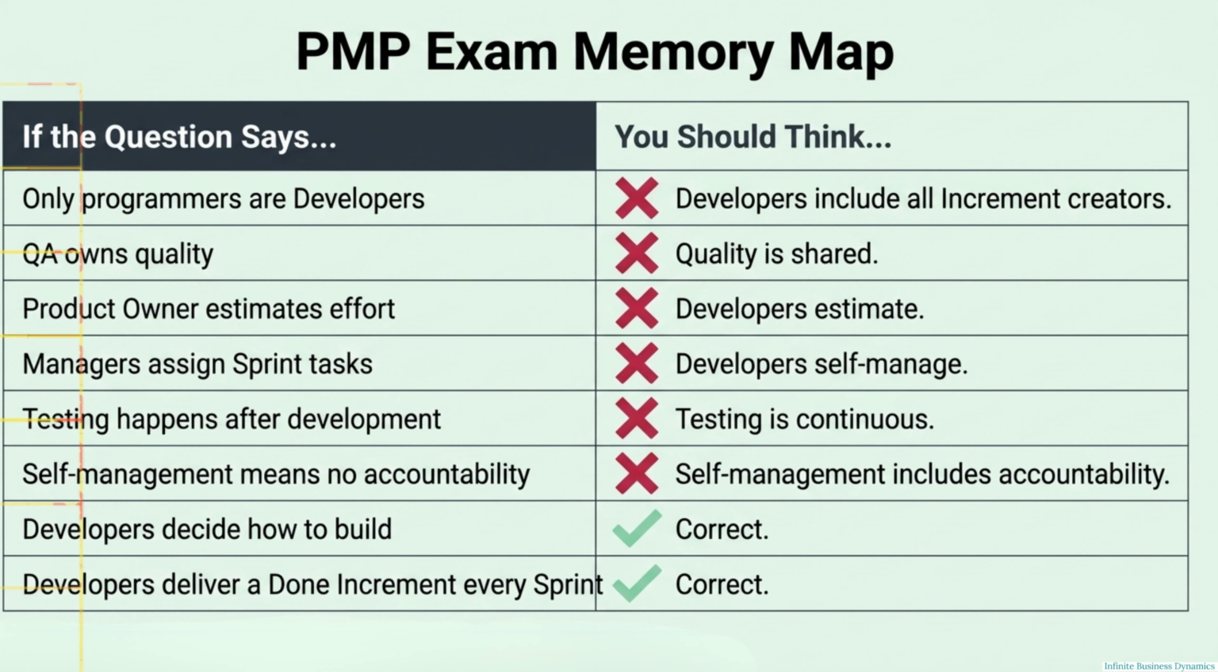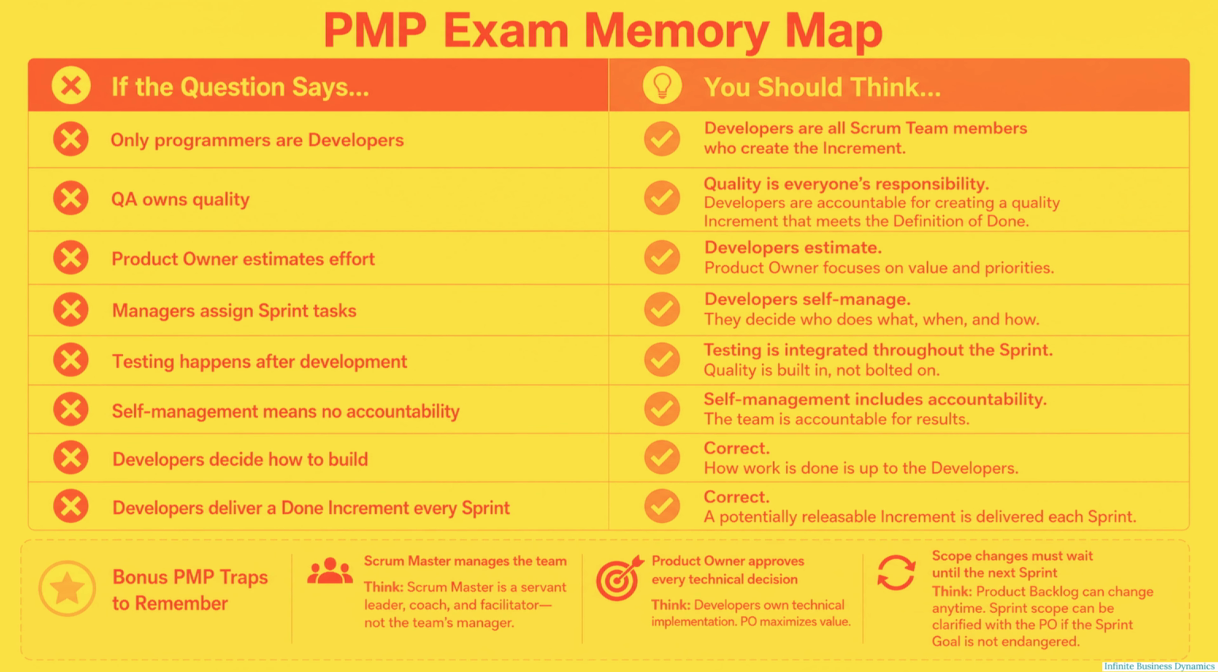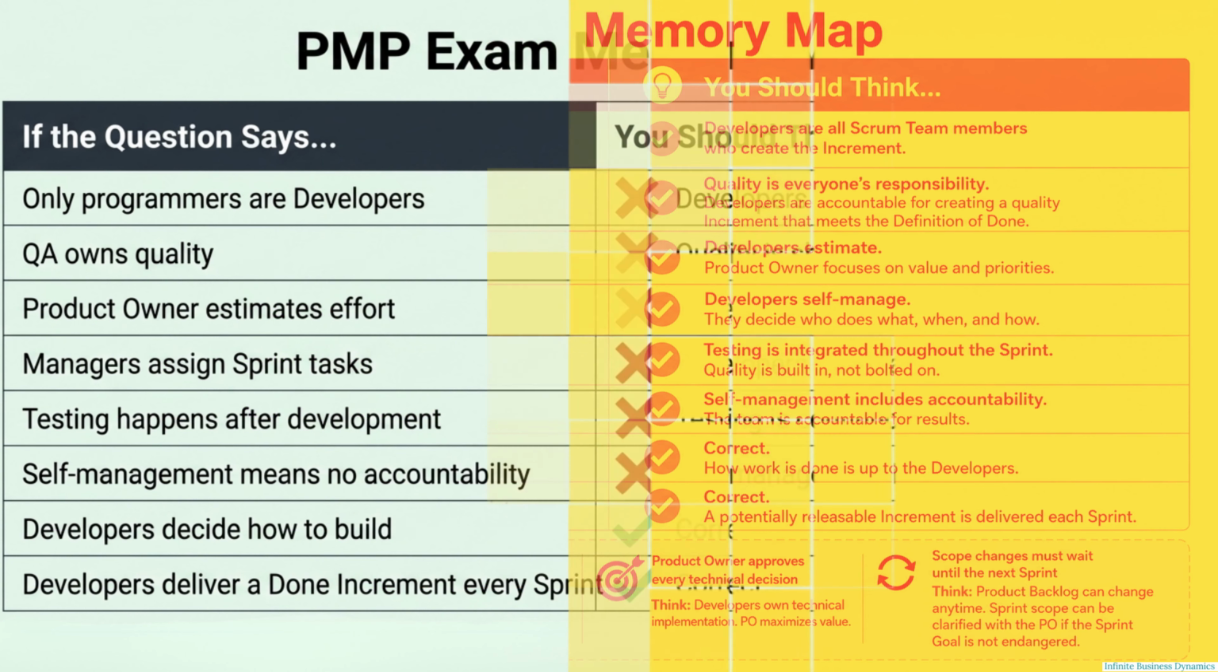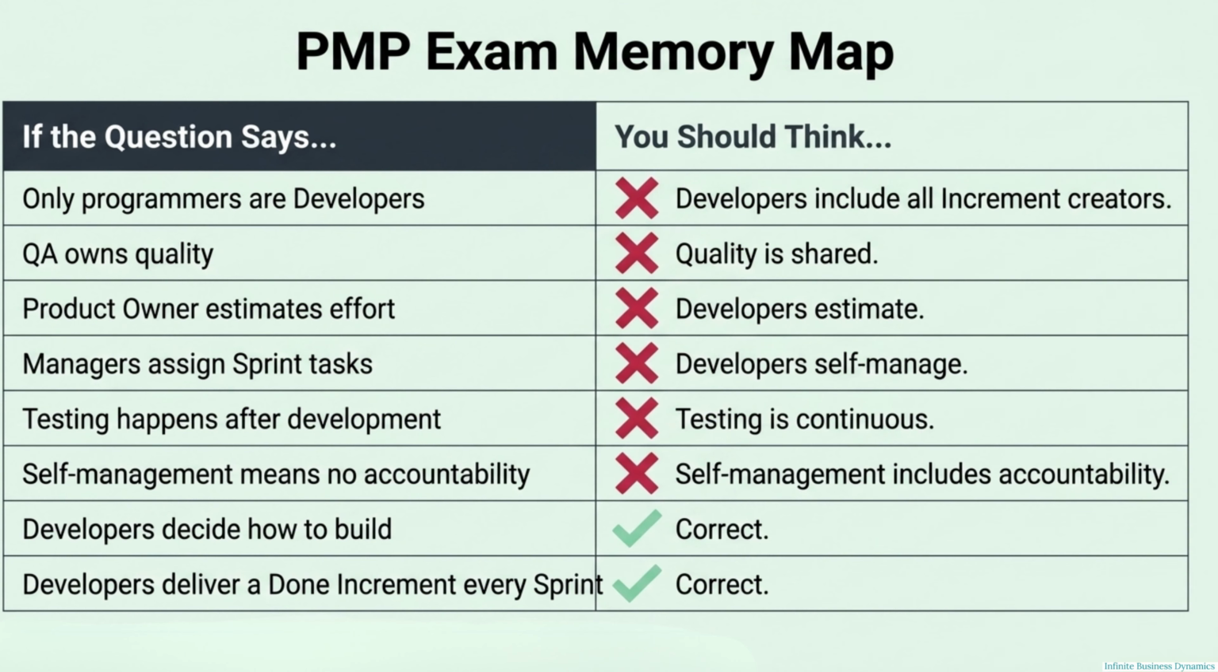Second, regarding estimation. If a scenario ever suggests the Scrum Master or product owner is estimating the technical effort, it is a trap, 100% of the time. The product owner clarifies the value, but the developers estimate the effort because they're the ones who actually understand the technical dependencies. Put simply, those who build it estimate it.